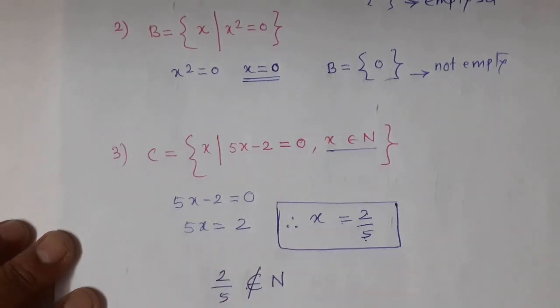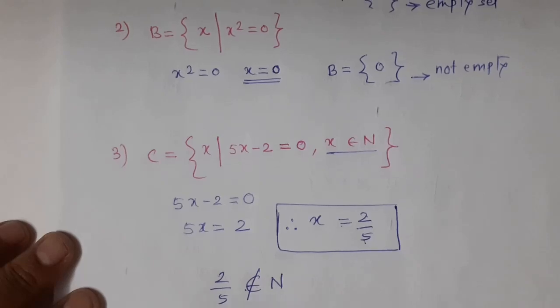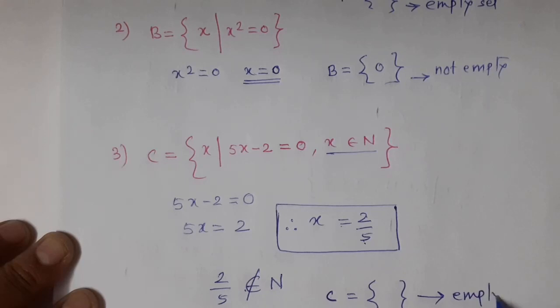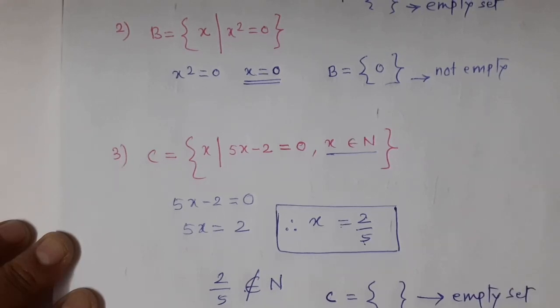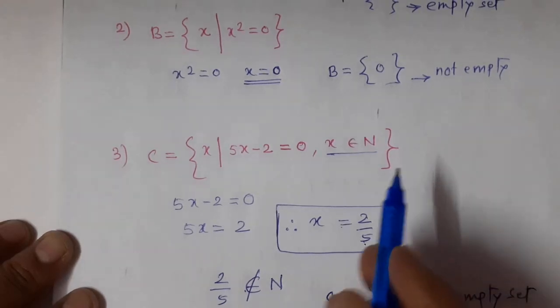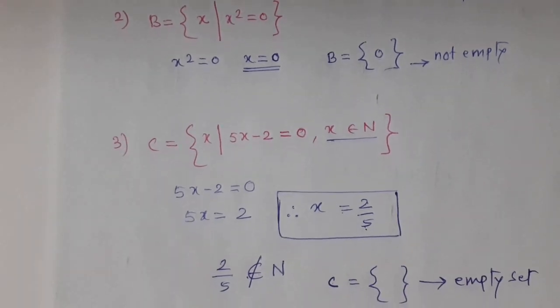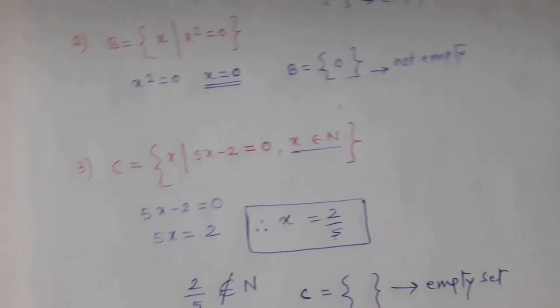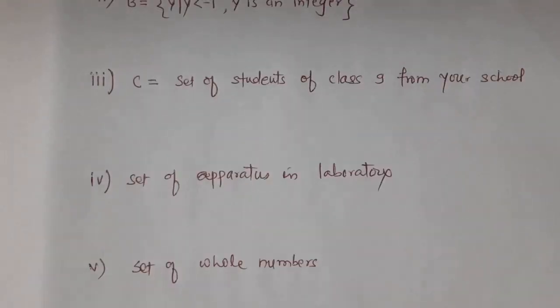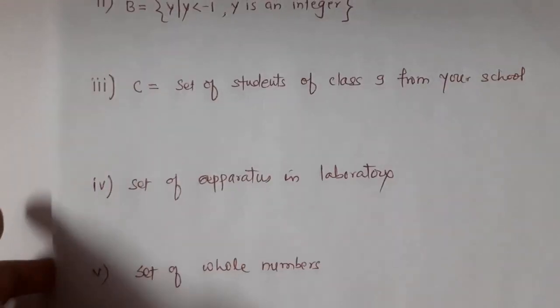Okay, so will it be an empty set? Yes, this set will be empty. So set C, again you can write, will be an empty set. Like that you have to decide which sets are empty and which sets are not empty. Then we have to see the fourth example, and in that fourth example, write with reasons.